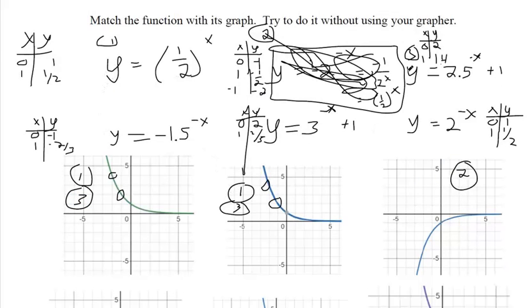So graph 1, graph 3 are done. It's either one of these two. It's just me being stupid and not distinguishing them enough.